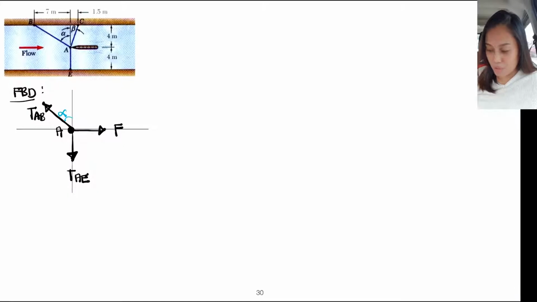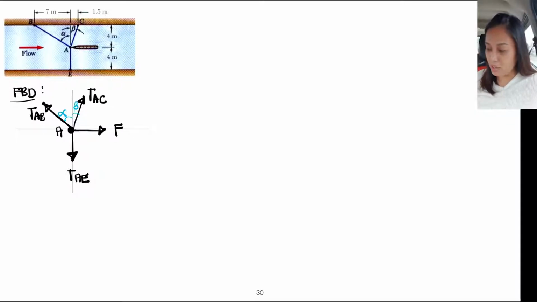Force F is the drag force, and it is along the x-axis. Then another unknown force, TAC, which is angle beta from the y-axis.